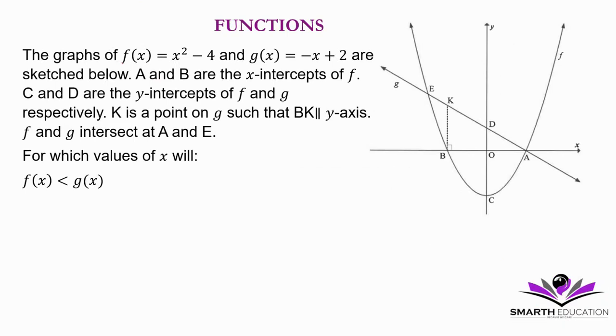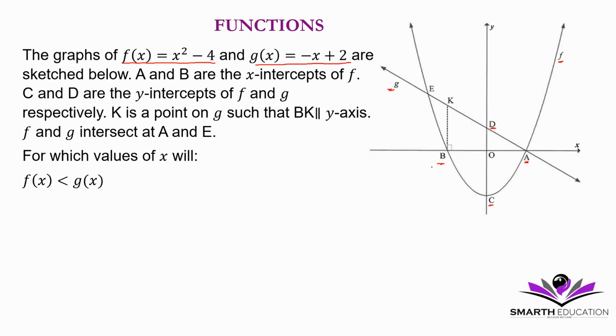The graphs of f(x) = x² - 4 and g(x) = -x + 2 are sketched below. A and B are the x-intercepts of f. C and D are the y-intercepts of f and g respectively. C is the y-intercept of f. D is the y-intercept of g.